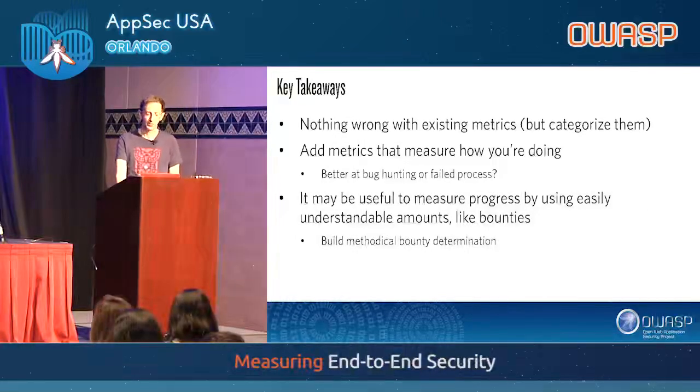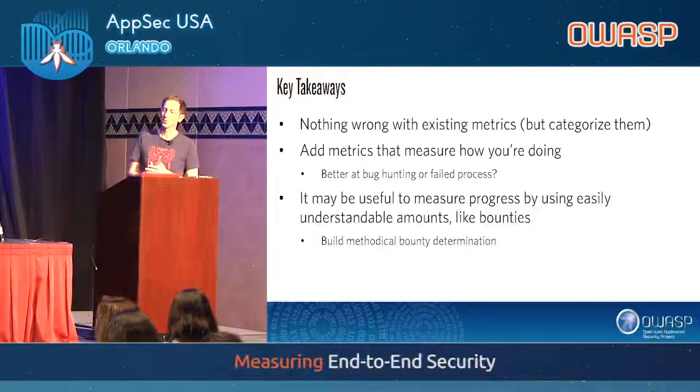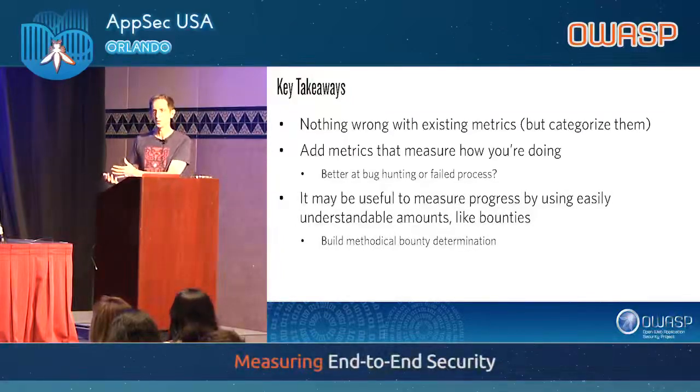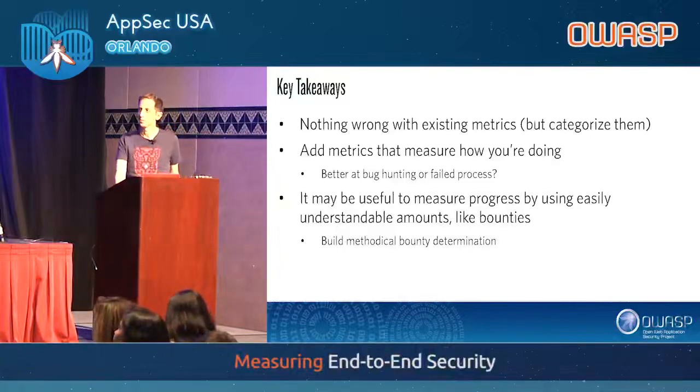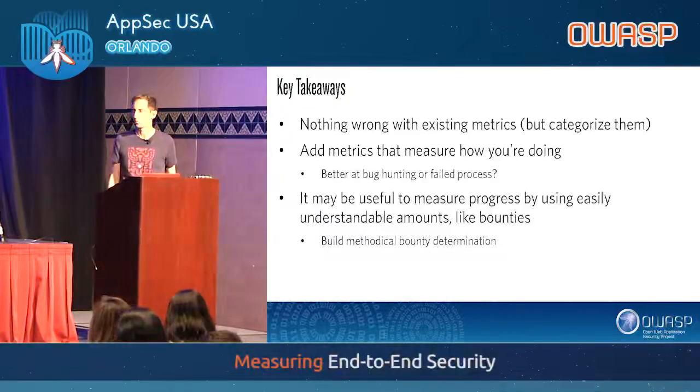And so key takeaways here are, nothing is wrong with the existing metrics, but we want to categorize them. And we want to add to them to tell us, how am I doing? How am I doing at my job? And is it actually making a difference? I have security code training in place, but it was the wrong training. So, that's going to result in more bugs that are a failure of that training being in place. And we also want to understand, are we just getting better at bug hunting, or is there a failed process in place? And so that's the part about the postmortem and knowing, when was that bug actually born?